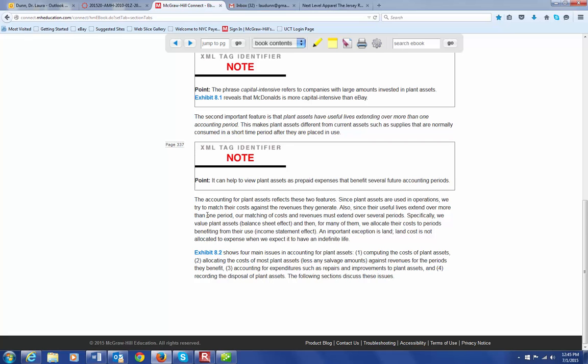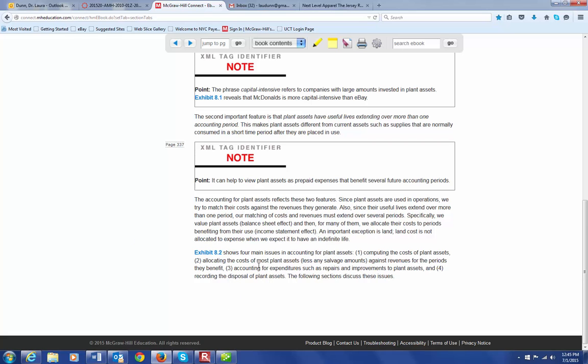So the accounting for plant assets reflects these two features. Since they're used in operations, we try to match their cost against the revenues that they generate. Also, because their useful life extends over more than one period, our matching of cost and revenues must also extend over several periods. That's why we have to, generally speaking, depreciate plant assets. Now, that's different with land, but equipment and buildings depreciate over time, so we have to account for that expense over time and try to match it with the revenue that's being produced in that particular period.